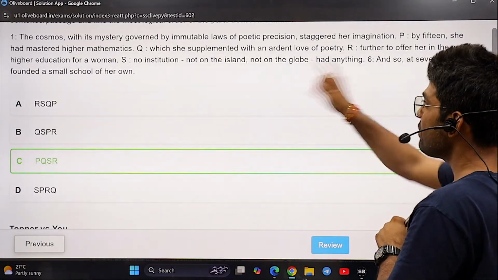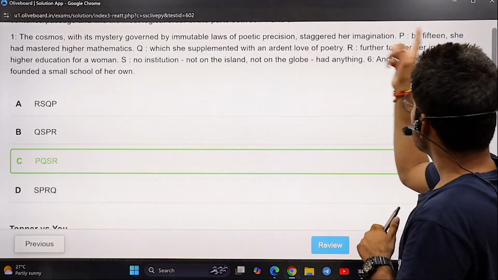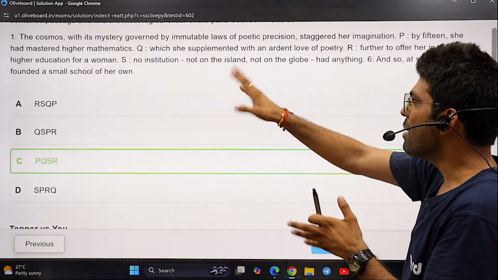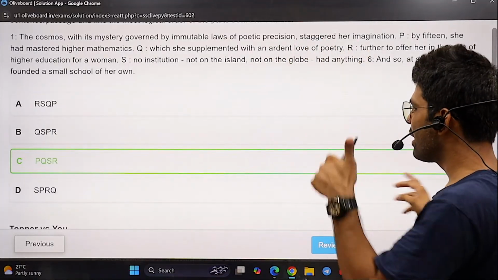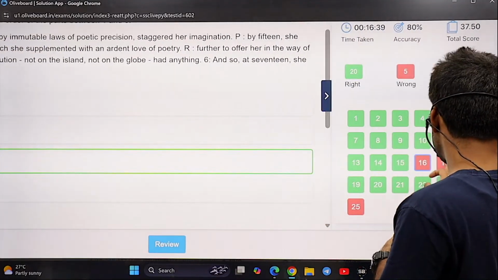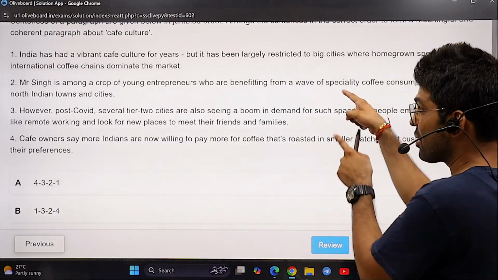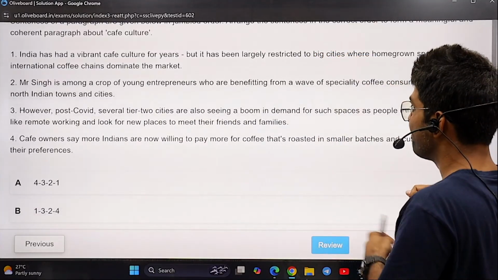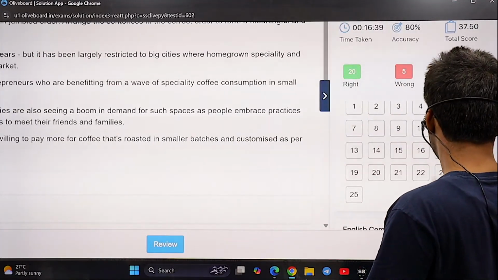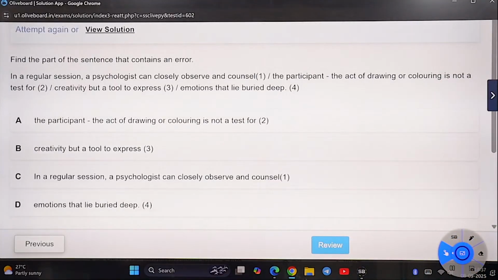Institution had nothing to offer for higher education, and she completed higher mathematics along with love for poetry. Those two are related, my mistake. But for 17, I have never witnessed sentences starting with these already in the passage. Okay, I'll be happy to get my marks deducted for that. You can go ahead.